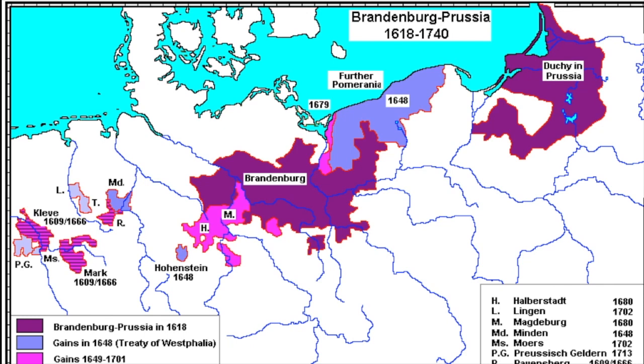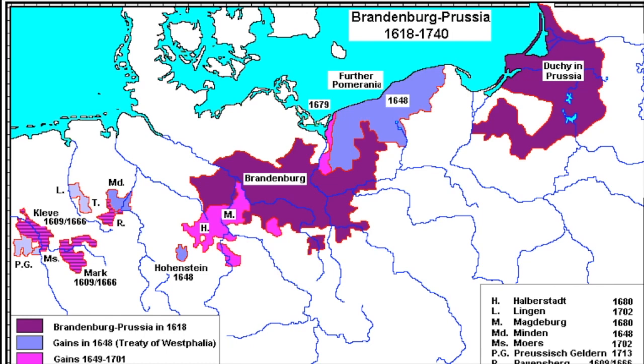But this helps us understand the history of Brandenburg-Prussia and why Brandenburg-Prussia and Prussia after 1740 develops the culture that it does. So let's take it back to the 30 Years' War. You remember what happens to the German states in the 30 Years' War. Germany, or the German states, the Holy Roman Empire, becomes this international playground of war.